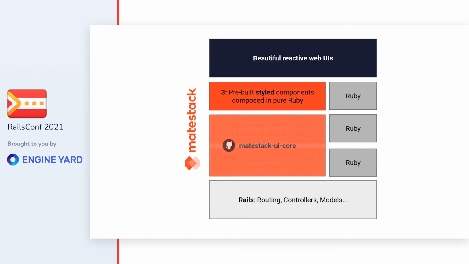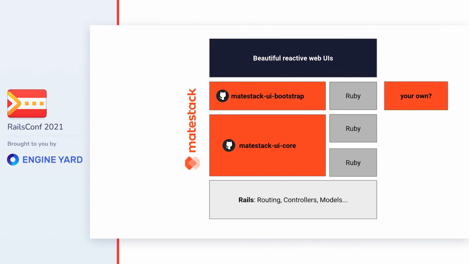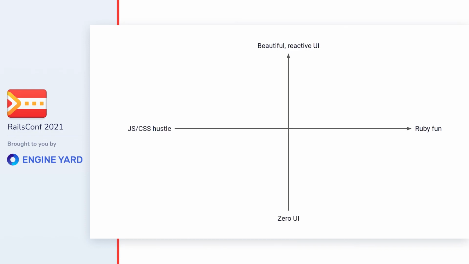The first two layers are shipped within the open source gem MateStack UI core, and the pre-built styled components are shipped within the open source gem MateStack UI Bootstrap, both available on GitHub. And if you're not into Bootstrap, why not creating a gem for your custom design system which can be reused in all your apps? Either way, I hope MateStack will help you escape the front-end hustle.